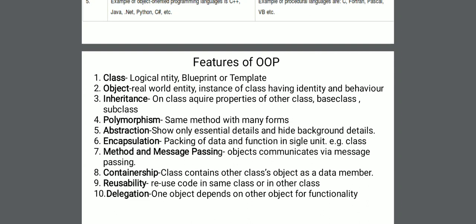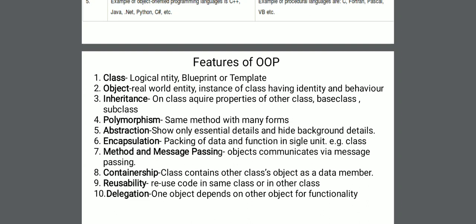Next one, methods and message passing, means objects can communicate with each other via message passing, which is not possible in procedural programming. Next one is containership. What do you mean by containership?